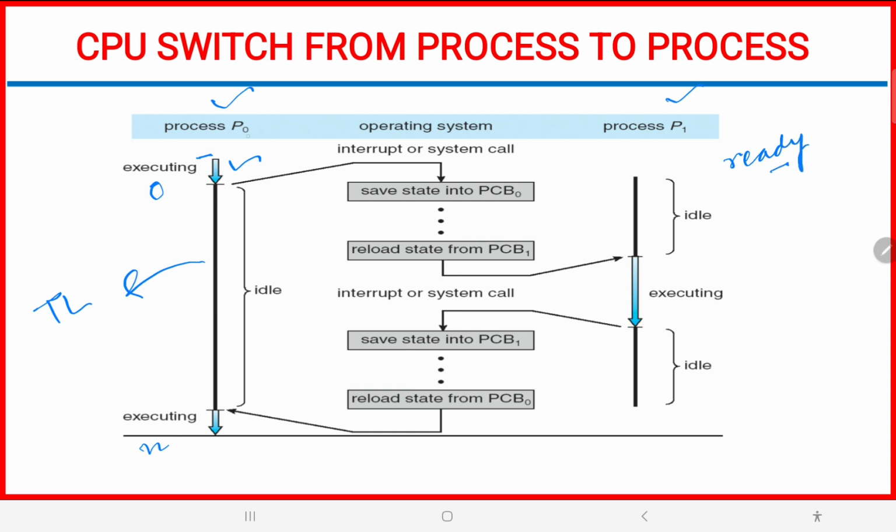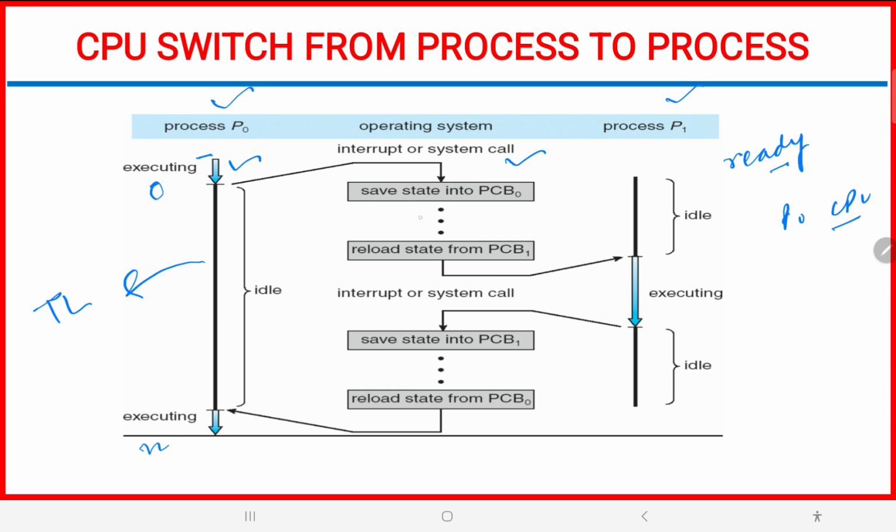But as of now, process P0 was having the access of CPU. What happens over here is, all of a sudden an interrupt or a system call occurred, and that system call had higher priority as compared to process P0. This means process P0 has to leave the control of CPU so that process P1, because of which the interrupt had occurred, can take the control of CPU.